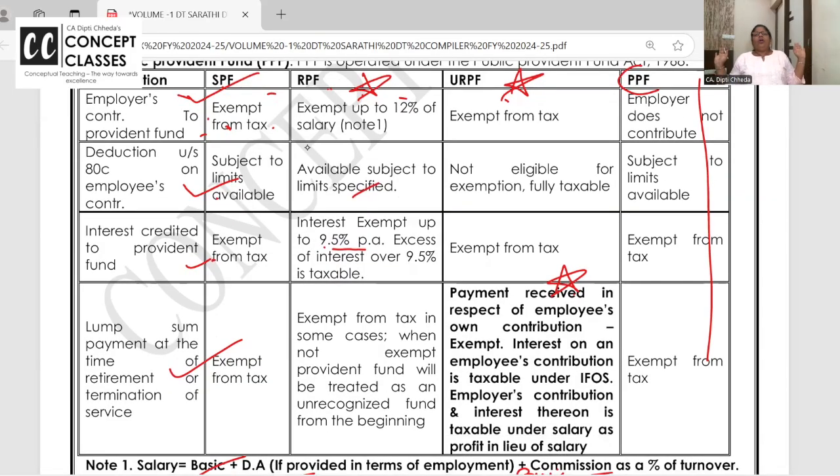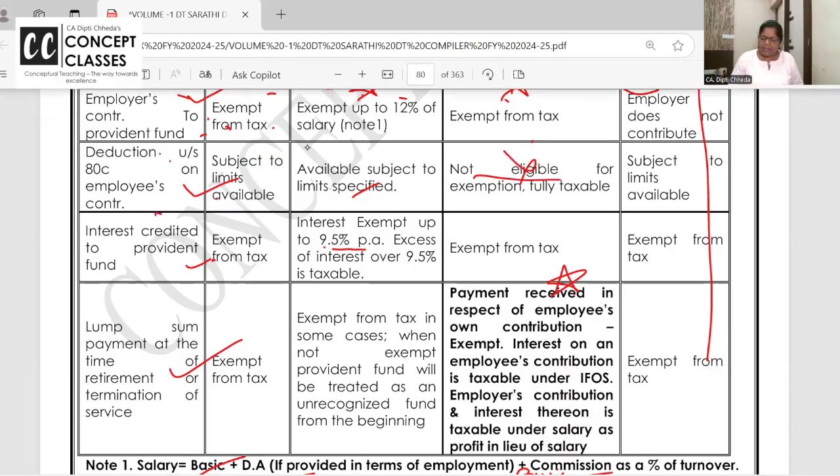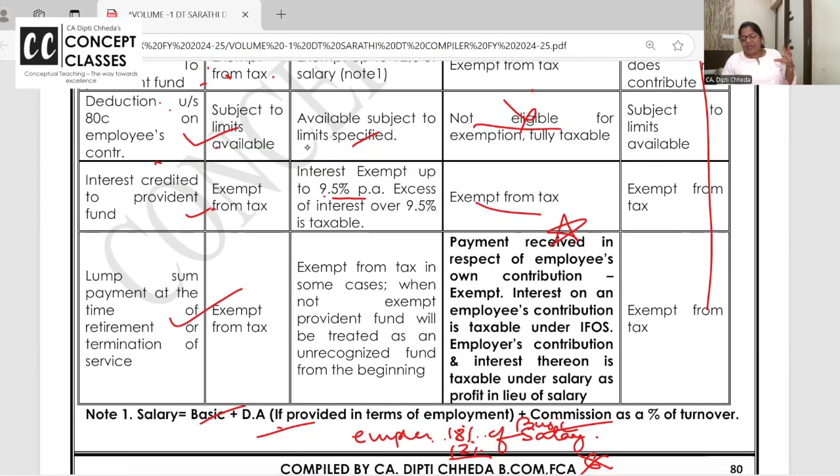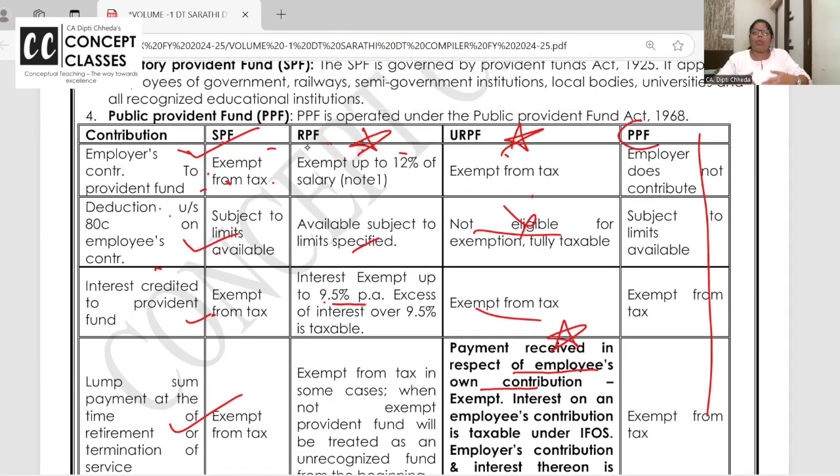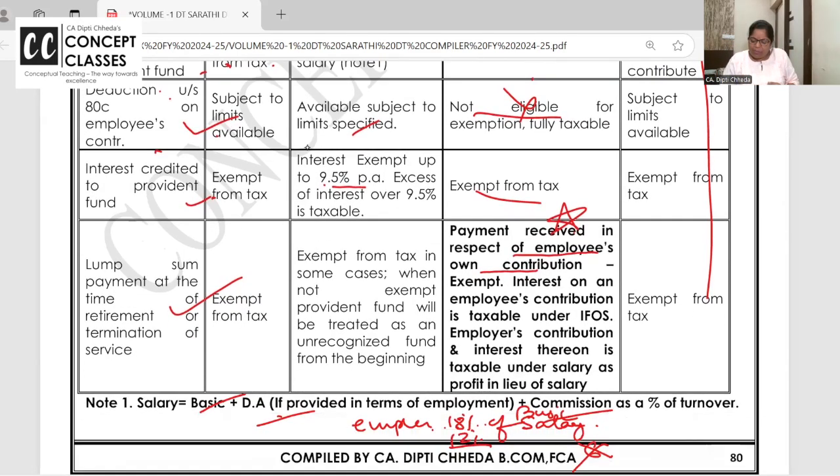Unrecognized provident fund. Your own unapproved private fund. Can employer contribute to that? Right now it is exempt. Deduction not allowed because it's ineligible. Interest is exempt for now. It's something very difficult to digest when you receive on maturity. Employee's own contribution: the employee also contributed to URPF, and contributed 1 lakh. With interest, received 1,10,000. So the employee's contribution of 1 lakh is exempt. Interest on employee's contribution is taxable in income from other sources.